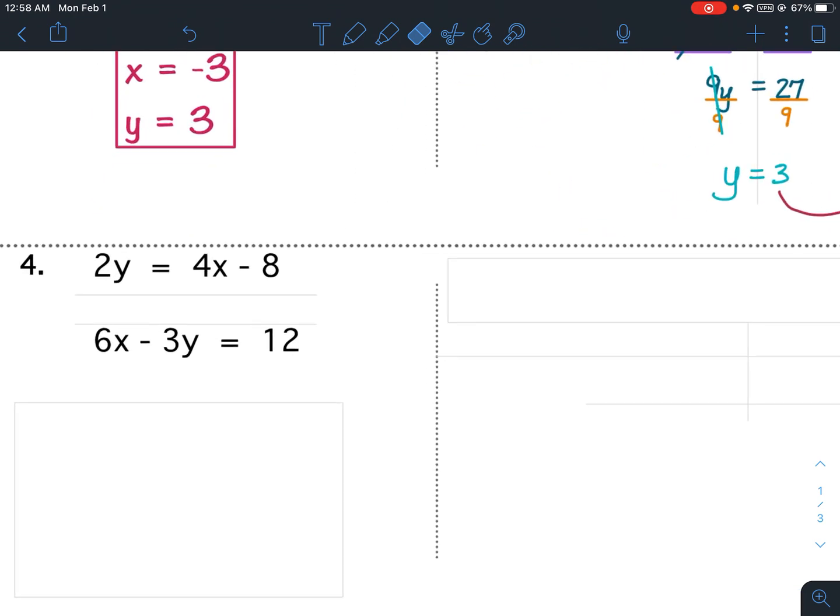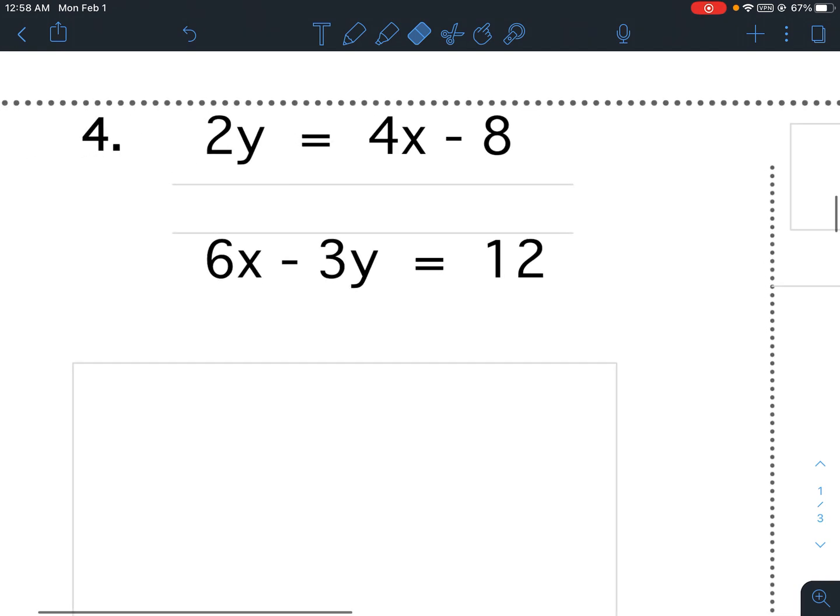All right, number 4. Which variable is easiest to solve for in number 4? Well, they all have a coefficient that is a number other than positive 1. So this is the only variable term that's by itself. That means all I would have to do is divide everything by 2. But before I do that, I want to make sure I don't have fractions.